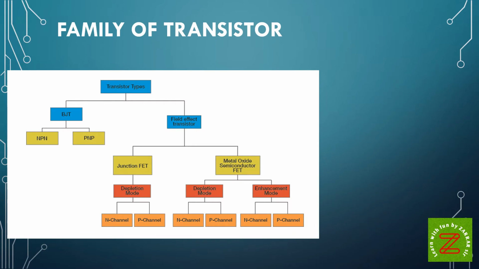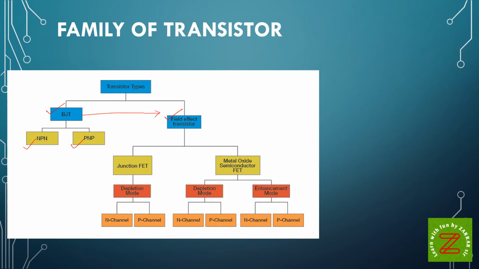And you are aware of the family of transistors. This is a very short and sweet summary of the family of transistors, that we have BJT and FET, where BJT is classified as NPN and PNP, while FET is further classified as JFET and MOSFET. Why we move from BJT to FET is a topic that I have already taught you in your previous semester.